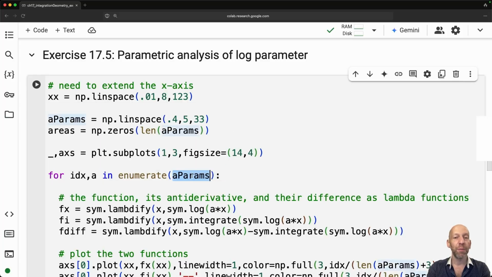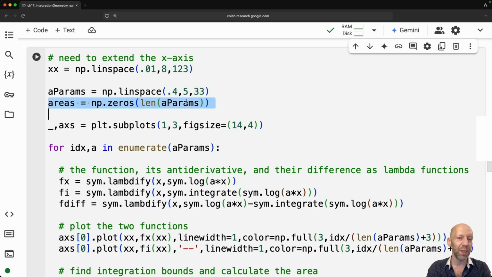So here is the for loop that basically implements everything in this exercise. We start before the for loop by defining values of x, similar to the previous exercise, although here I'm extending the x-axis domain up to 8, which is larger than the previous exercise because we need a little bit more space for the smaller values of alpha to pinch on the right. Okay, and then here are the alpha parameters, so 0.4 to 5 in 33 steps. And this is just initializing a vector where I will store all of the approximate areas.